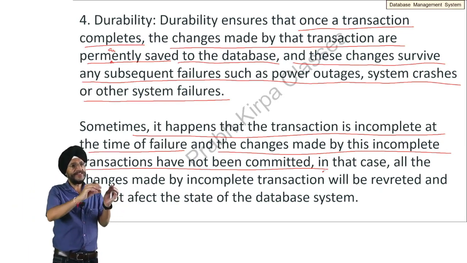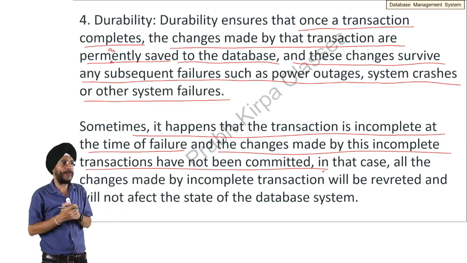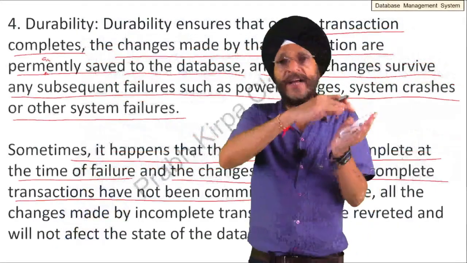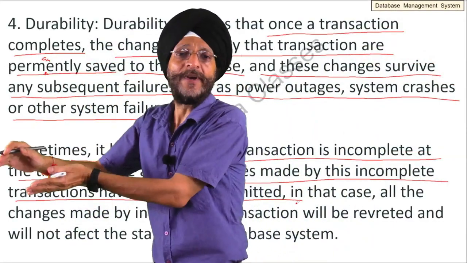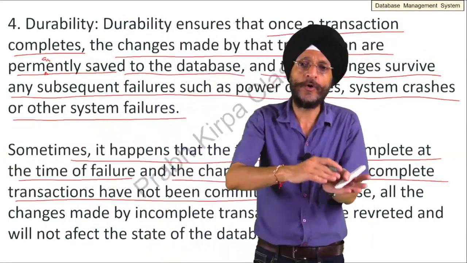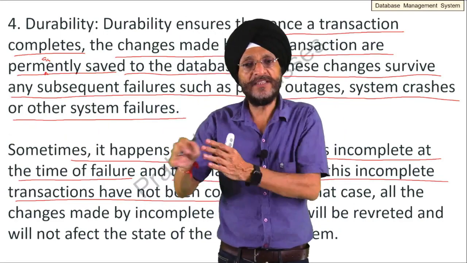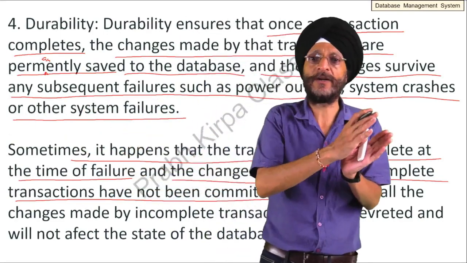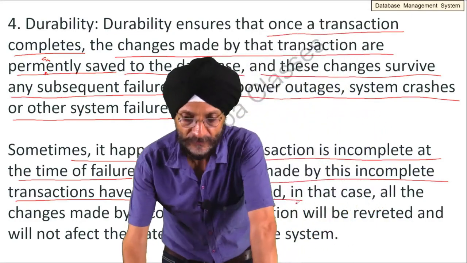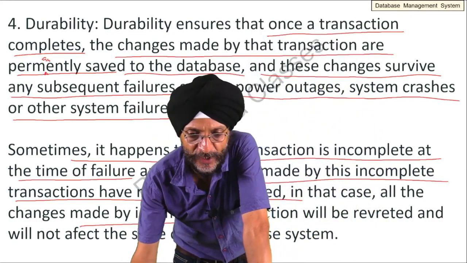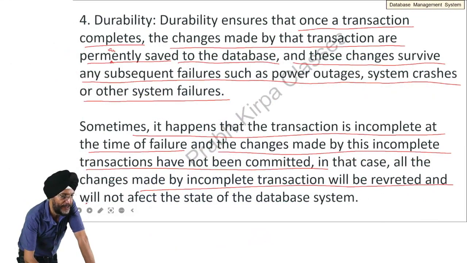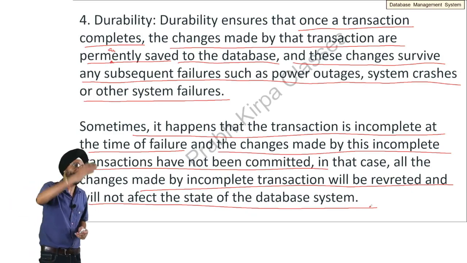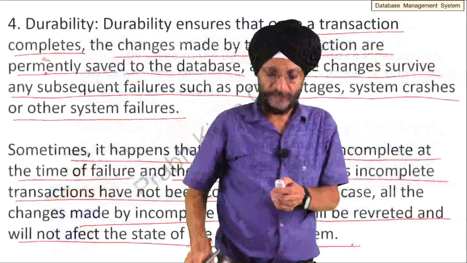When the transaction is still not complete and the power goes off or a system crash occurs, the transaction is incomplete and all the changes have not been committed to the database. Committed means changes have been recorded in the database. The DBMS will ensure that the transaction is rolled back to the original situation. All the changes made by the incomplete transaction will be reverted and will not affect the state of the database system, which will be restored to its original position.